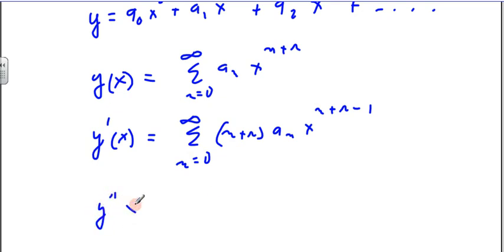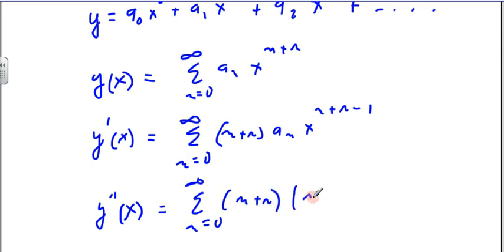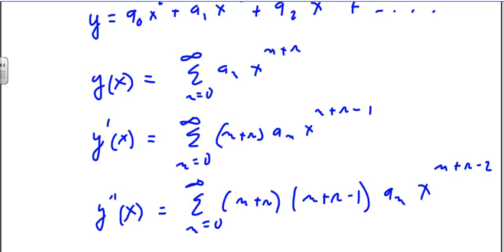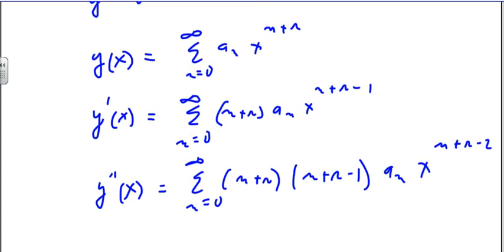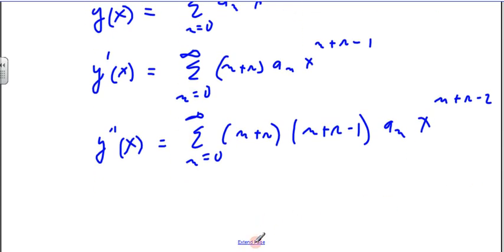y double prime of x is summation n is equal to 0 to infinity of (n plus r)(n plus r minus 1) a_n x to the n plus r minus 2. And so those are the summations that we're going to be using. And so now the question is, what is r?